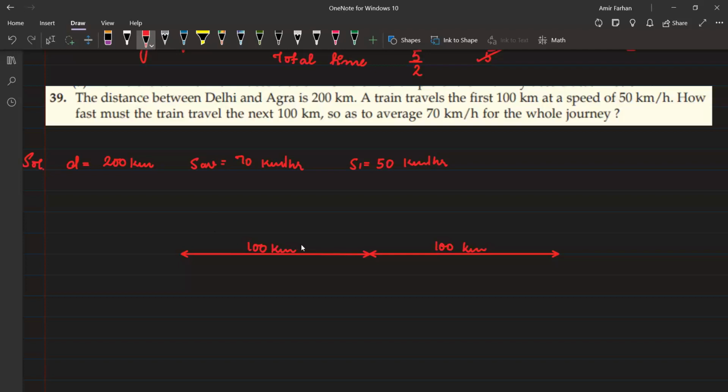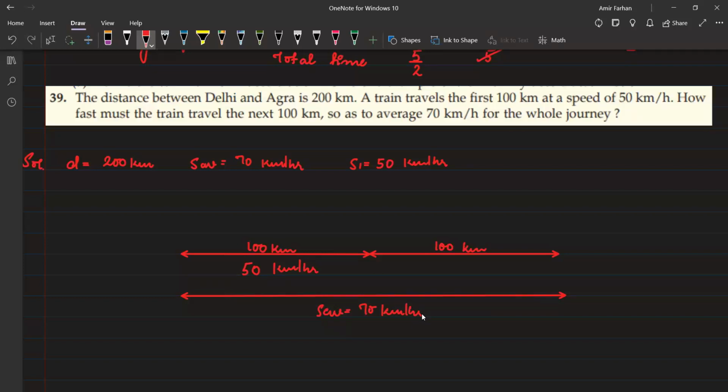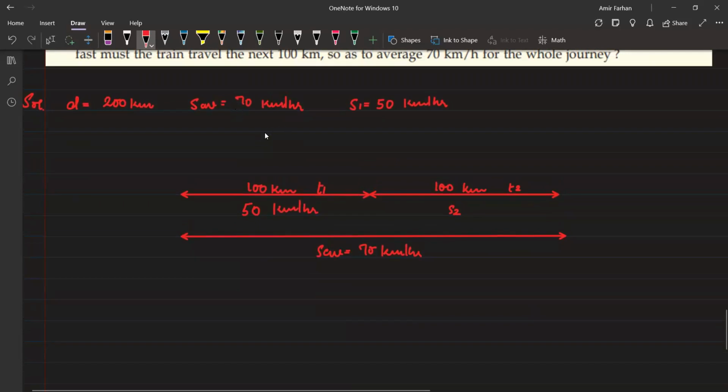So the first speed is basically 50 kilometer per hour, and the average speed is nothing but 70 kilometer per hour, right? It means that if I cover this journey at 70 kilometer per hour, I will take the same amount of time as is taken here, and that is s2. Here you can see t1 is there, so it will take t1 time, and this will take t2 time. First of all, we have to find that I have the total distance and the average speed, so I can get the total time or not.